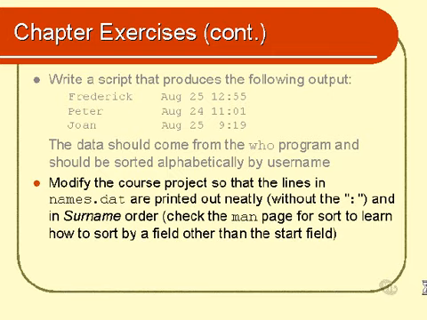So you're probably going to need to use awk to do that, and if you want to do that sorting thing using the filter called sort, you might like to check the manual page for sort to learn how to sort by a field other than the start field. In other words, I believe in our names.dat we've got the first name first and then the surname second, and we actually want to sort on the surname, so we actually have to sort by the second field in the file.